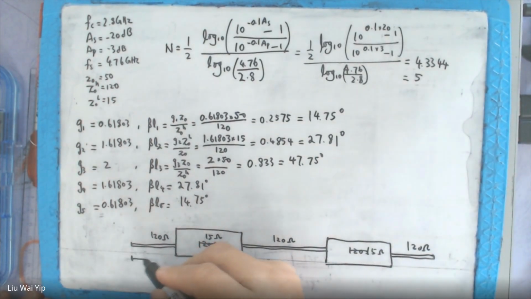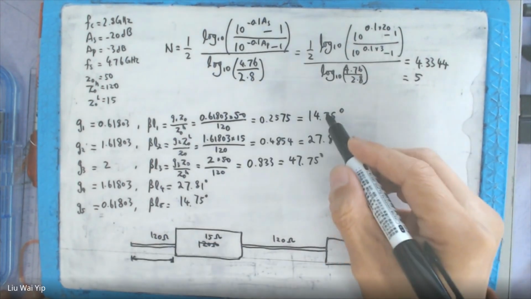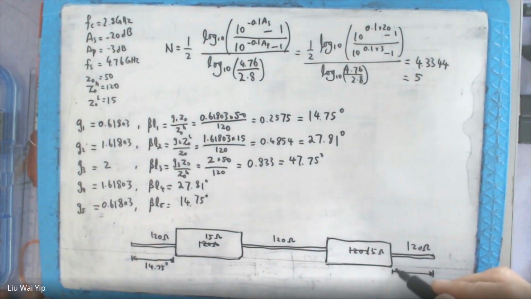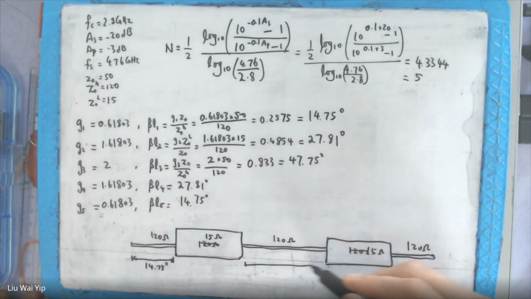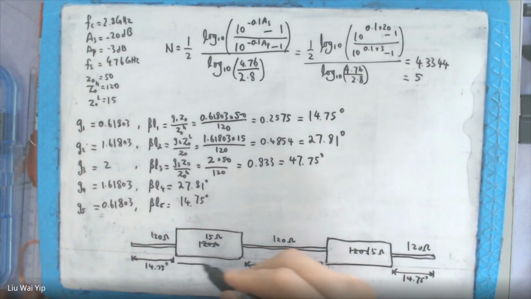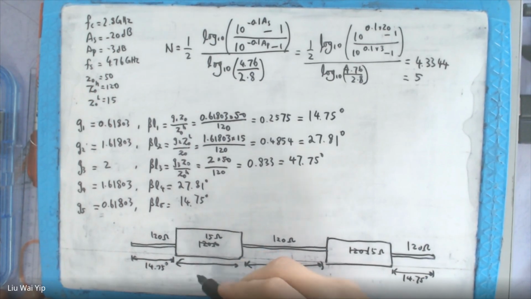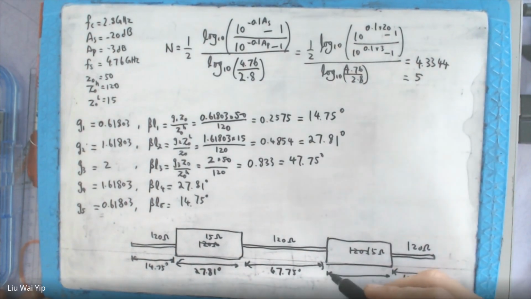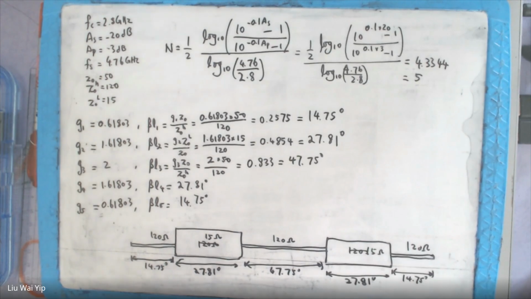And the length here will be according to what you have calculated. The length here, 47.7 ohm. The length here, 27.81 ohm. Okay, so this is the end. This is the schematic of the filter.